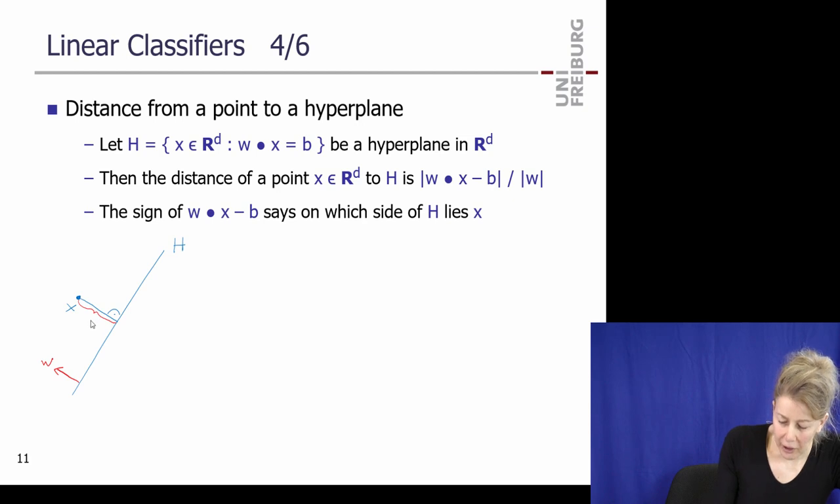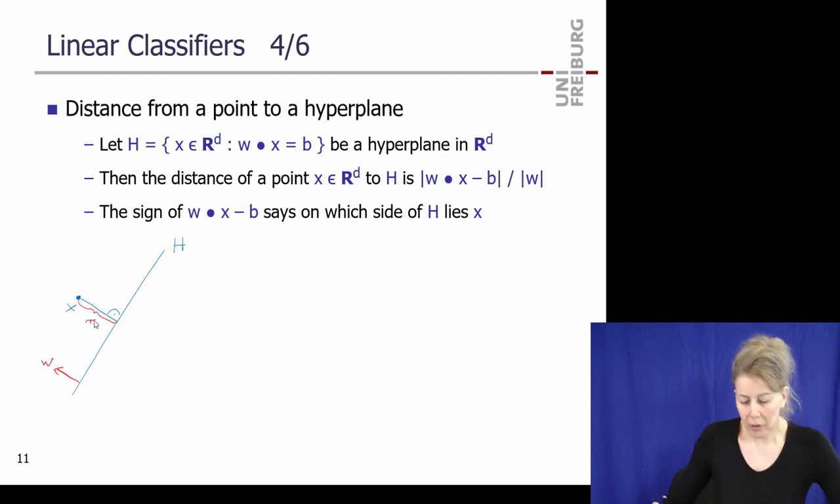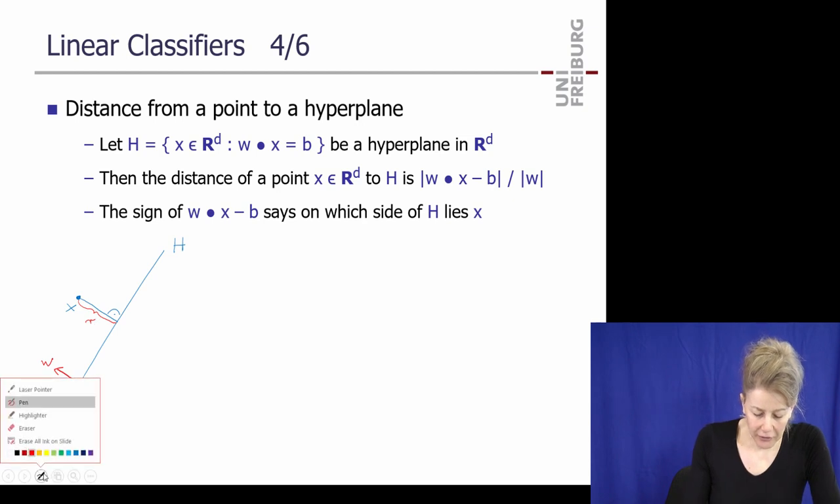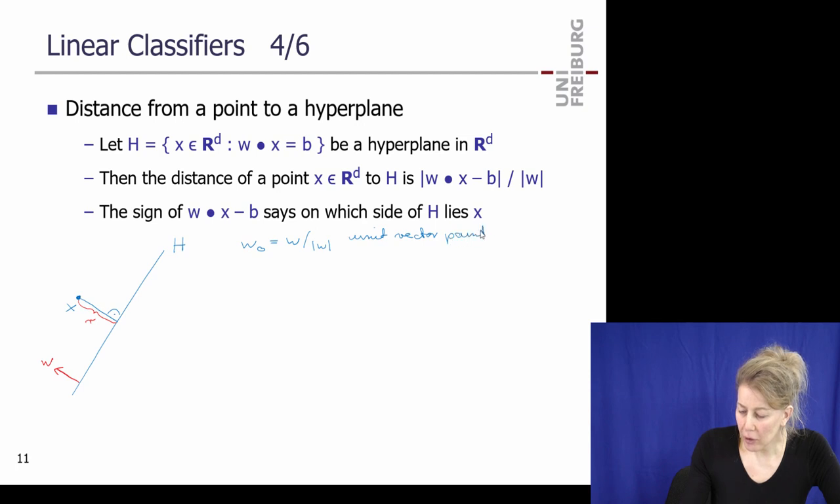Let's call it R. Or let's call it D. Why not call it D, R? I don't know. Let me call it R. So what is this R? And let me define one other thing. Let me define W0. That's just my normal vector divided by the length of the normal vector. So this is a unit vector pointing in the same direction as W.